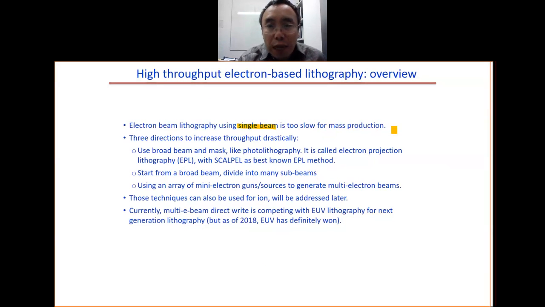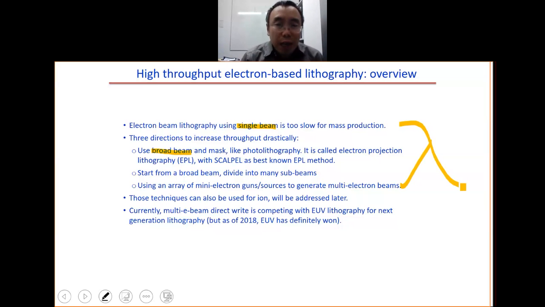So how do we do production using electron beam lithography? There are three ways. The first one is to use a broad beam, which is similar to optical lithography. The electron beam has a very short wavelength compared to light, so we can have much higher resolution than optical lithography. This is called SCALPEL. We'll see SCALPEL later on.